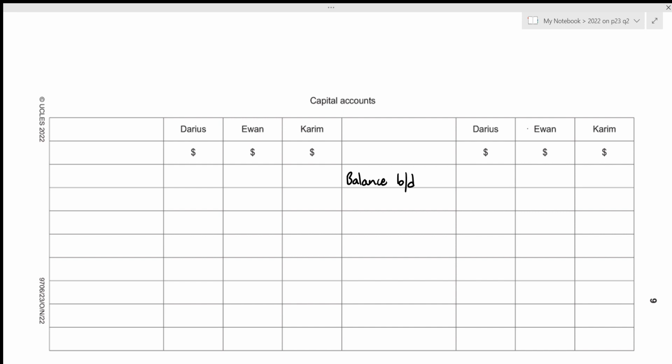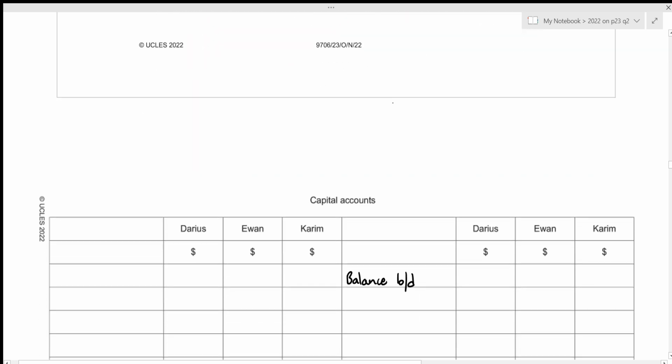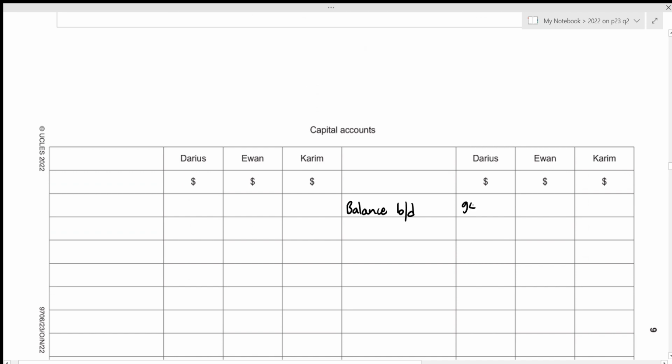And we only write down the opening balances for our existing partners, which in this case are Darius and Ivan. So let's have a look above regarding their capital account. It is given right here. For Darius, that is 94,300, whereas for Ivan, that's 68,300. So let's copy these amounts as our opening balance. That's 94,300 and 68,300.